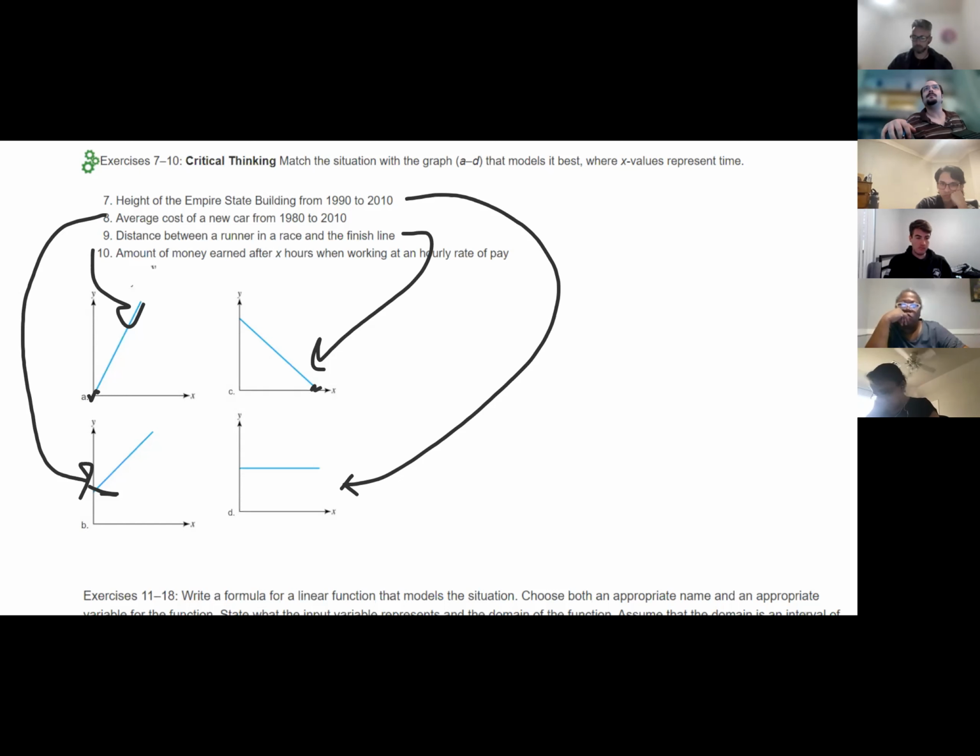You mean B is 8, right? So 7 is D, 8 is B, 9 is C, and 10 is A.